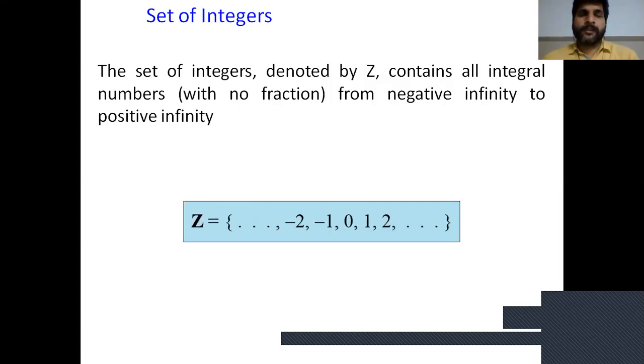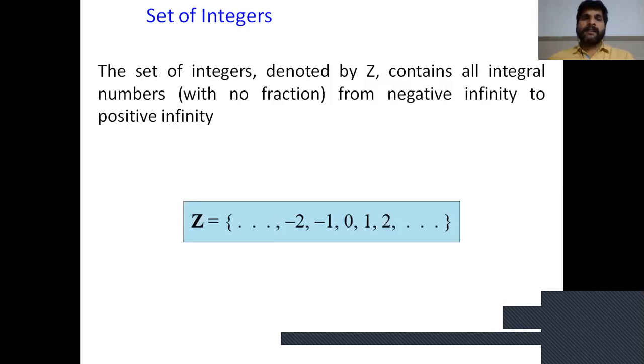Dear student, today in this lecture we discuss what the set of integers is, what a prime number is, and how to calculate the GCD. The set of integers, denoted by capital Z, contains all integral numbers with no fraction, from negative infinity to positive infinity.